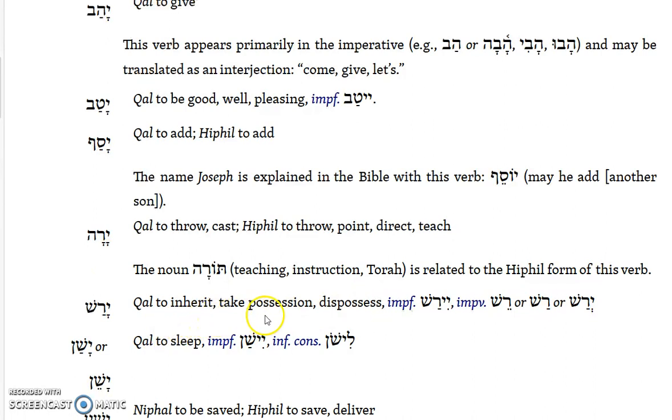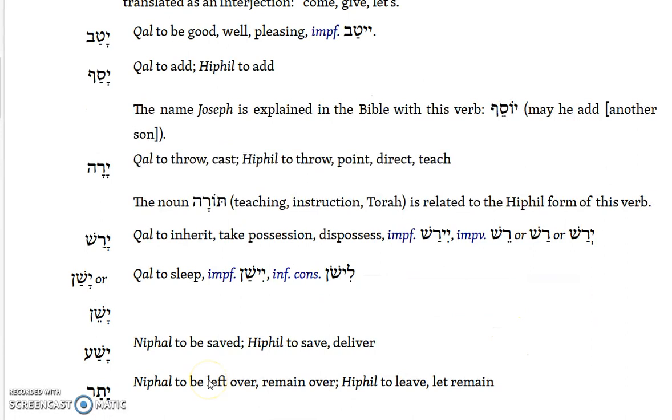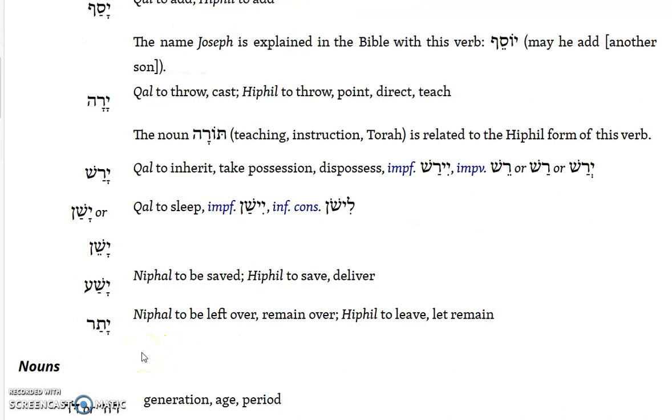Yarash means to inherit or take possession, or it can mean to dispossess. Notice the imperfect form shows it in original Yod, and the imperative forms. And then yashan means to sleep. The imperfect would be yishan, with infinitive construct with preposition la would be lishon. And then yashen is a biform of it. Sometimes it's spelled with a patah, sometimes with a sere. I suspect one of those is probably pasul.